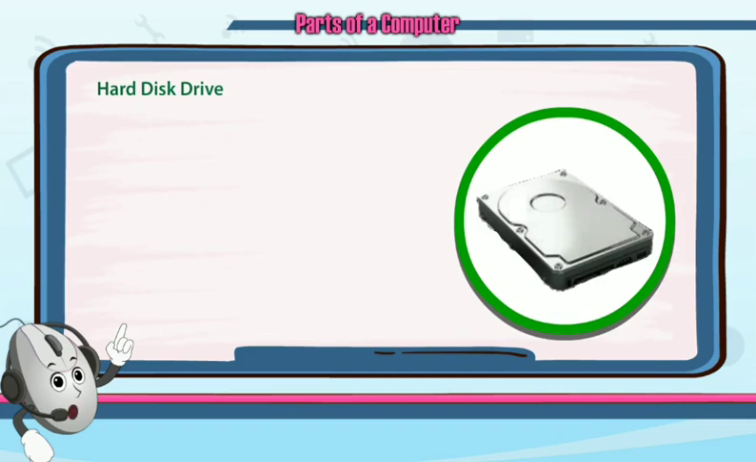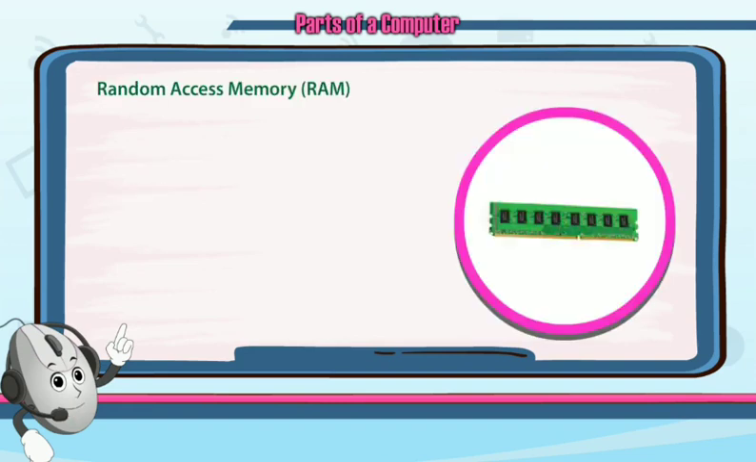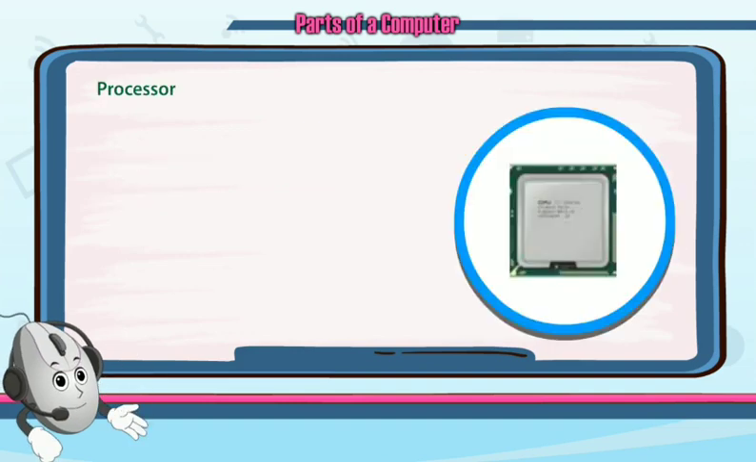Hard disk. It stores data permanently inside a computer. Whatever data we save is stored in the hard disk. RAM, random access memory. It stores data temporarily inside a computer. When you switch off your computer, the data from RAM is gone.